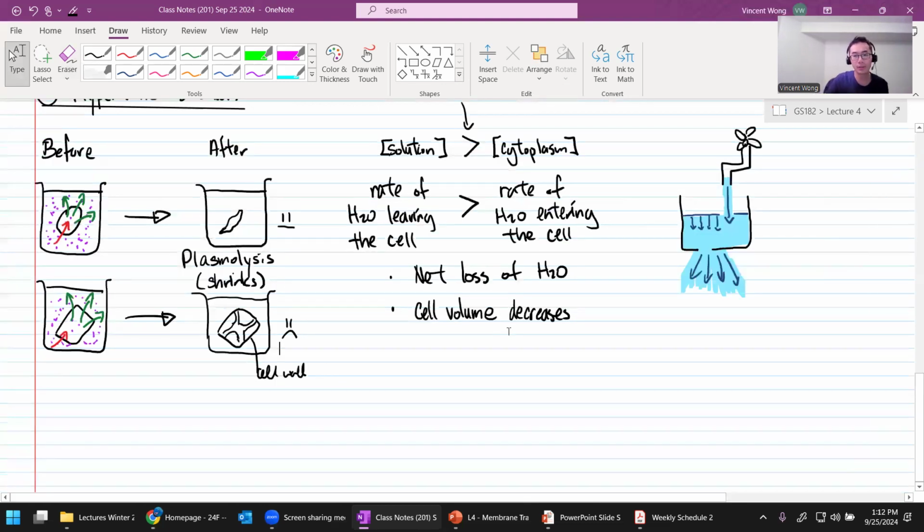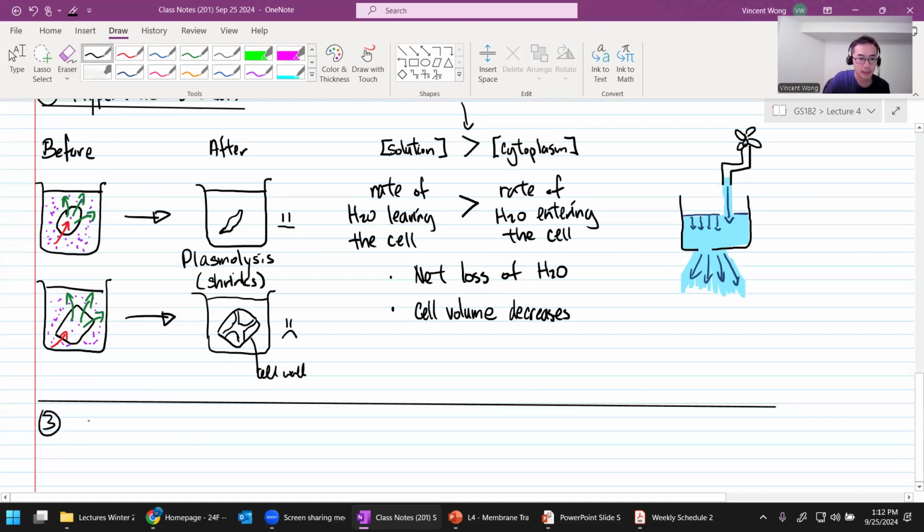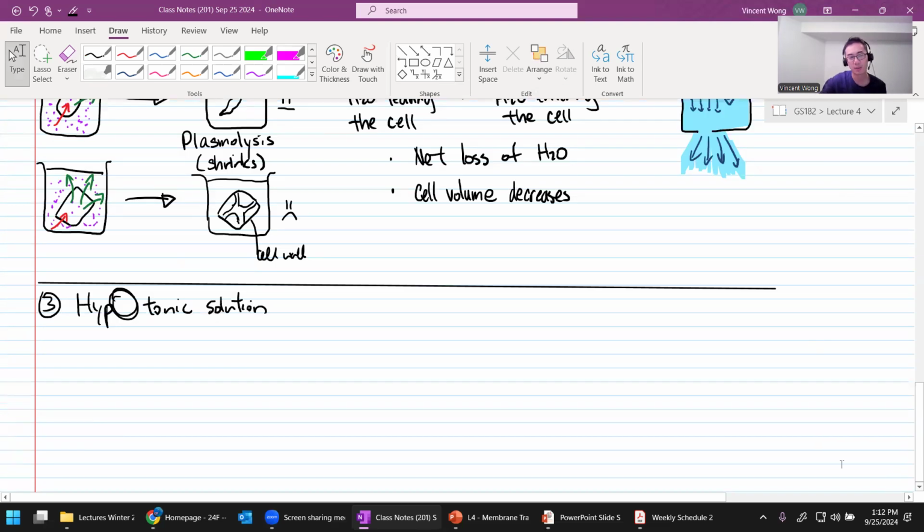Last scenario is going to be hypotonic. I want you to put a big O here, okay? Hypotonic solution. Hypo is too little, right? Or under. Like if someone has hypothermia, their body temperature is too low, right? So in a hypotonic solution, you probably can guess what the drawing is like. What am I doing? Okay, this is after. Sorry. There you go.